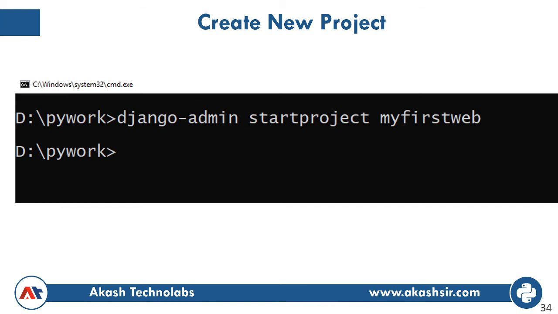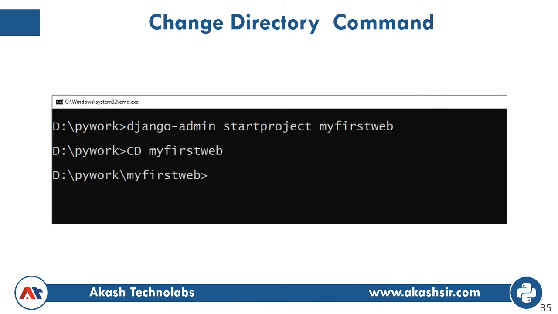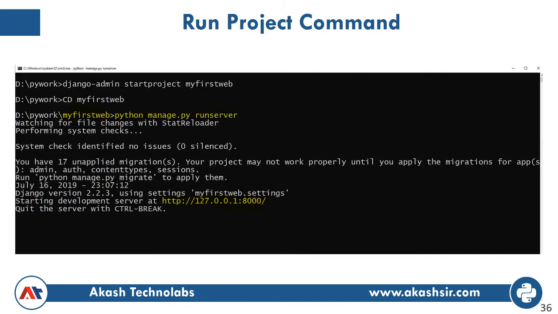Next, I want to create a new project with the help of django-admin. You have to fire this command: django-admin startproject, and specify your project name. This command will create a basic directory structure on your local computer, which we can see in our next slide. Once your structure is ready, you can navigate to your project by typing cd my first web app.